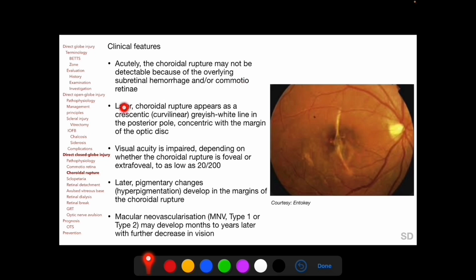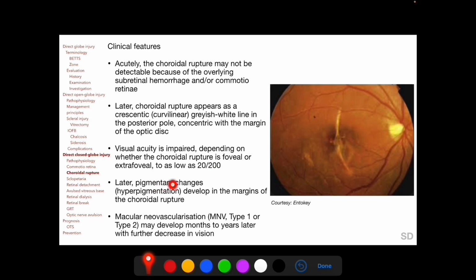Soon after the injury, the choroidal rupture may not be detectable because of the overlying subretinal hemorrhage and/or commotio retinae. Later, when the hemorrhage and edema resolve, the indirect choroidal rupture becomes visible and appears as a crescentic curvilinear grayish-white line in the posterior pole, as seen here in this clinical photograph, concentric with the margin of the optic disc. Visual acuity is impaired, and the extent of visual acuity impairment depends on whether the choroidal rupture is foveal or extrafoveal, to as low as 20/200.